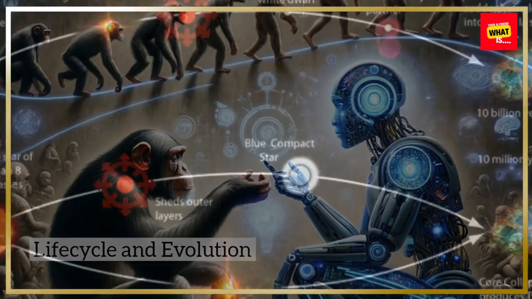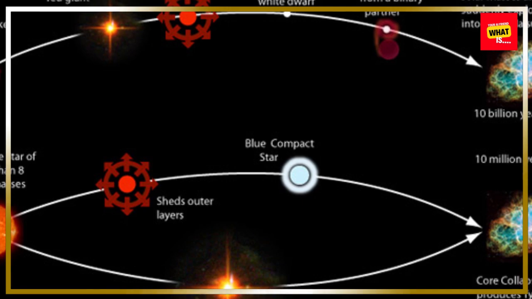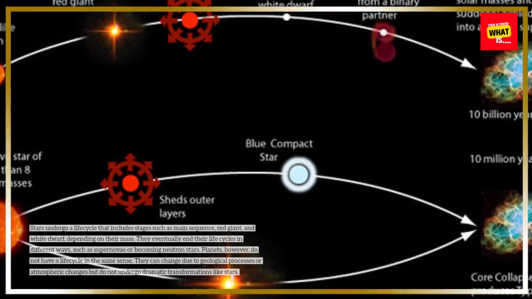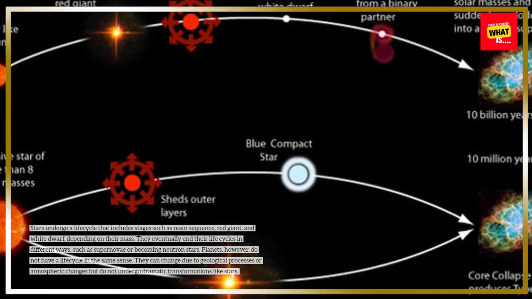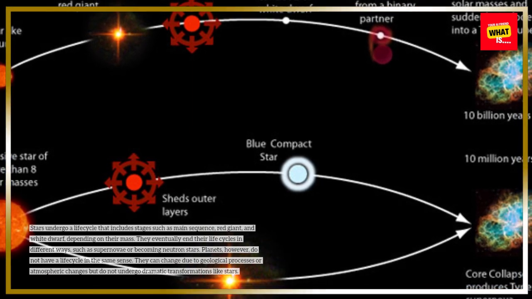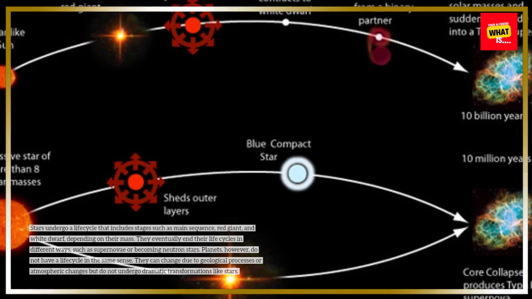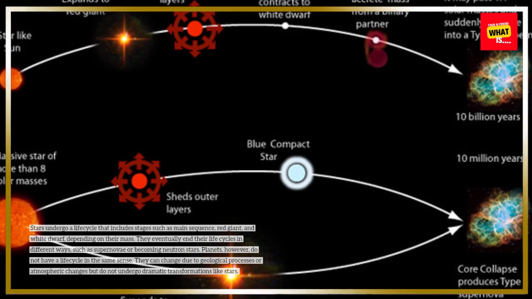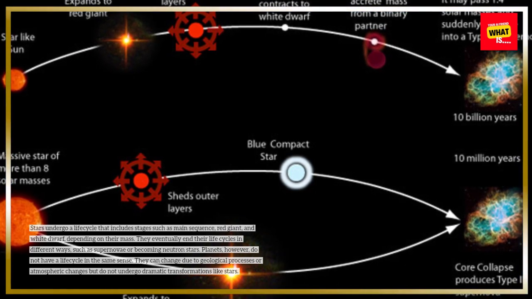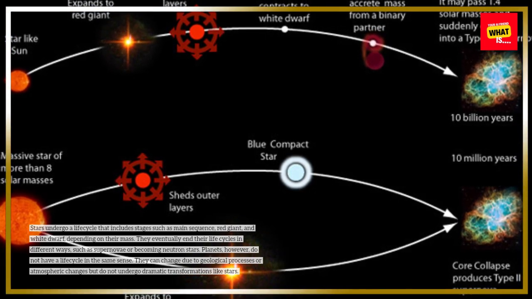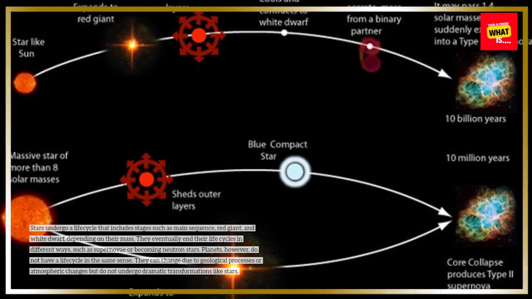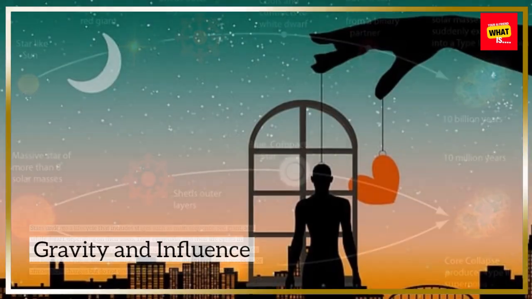Life cycle and evolution. Stars undergo a life cycle that includes stages such as main sequence, red giant, and white dwarf, depending on their mass. They eventually end their life cycles in different ways, such as supernovae or becoming neutron stars. Planets, however, do not have a life cycle in the same sense. They can change due to geological processes or atmospheric changes but do not undergo dramatic transformations like stars.